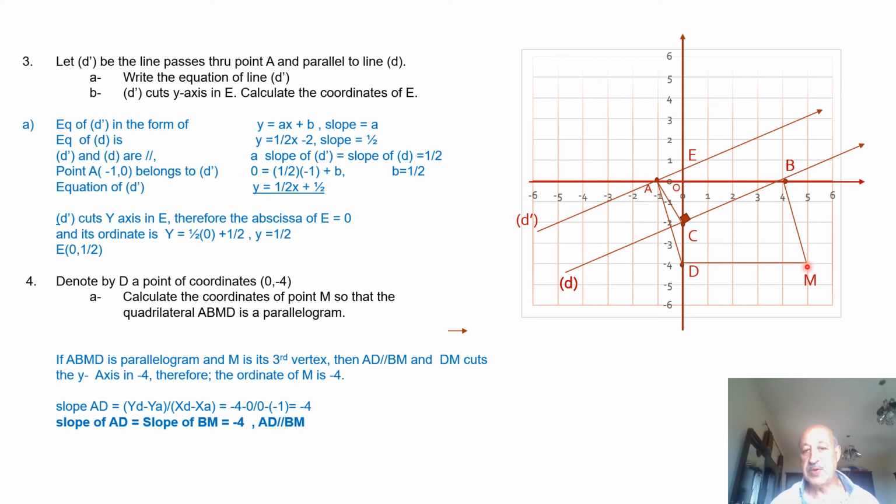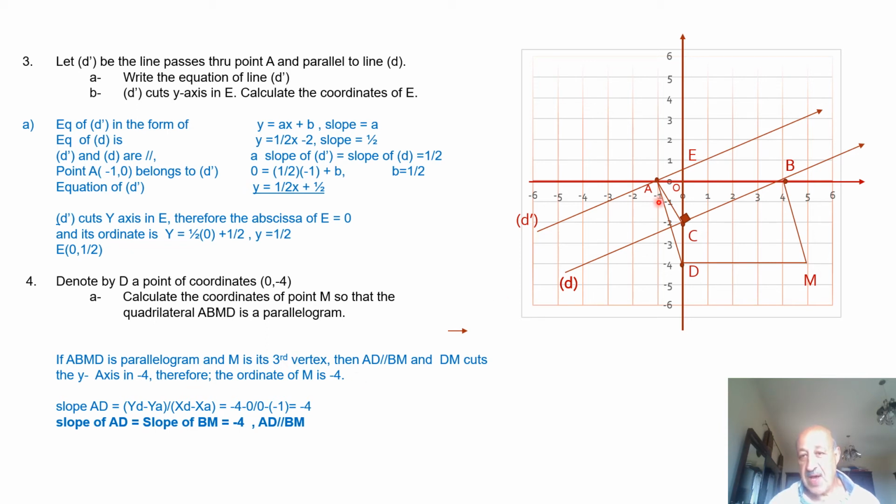How to calculate the coordinates of M? If ABMD is a parallelogram, then like I said, AD is parallel to BM and DM is parallel to AB. DM cuts the y-axis in minus 4. Therefore, the ordinate of M is minus 4. Good, so I found the ordinate. Now, how can I find the abscissa of point M?